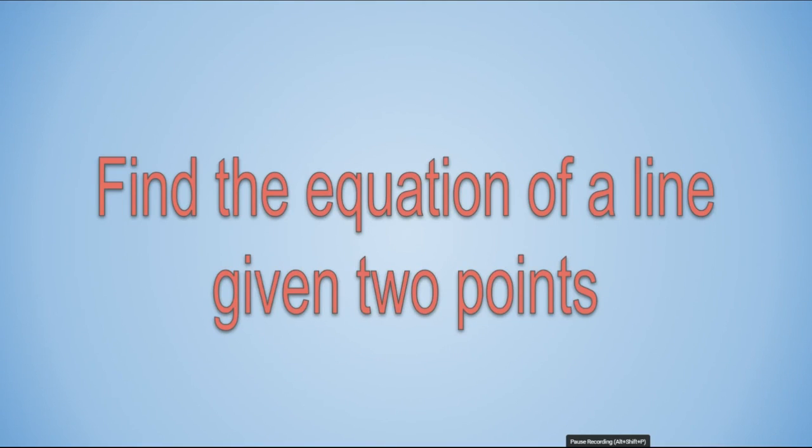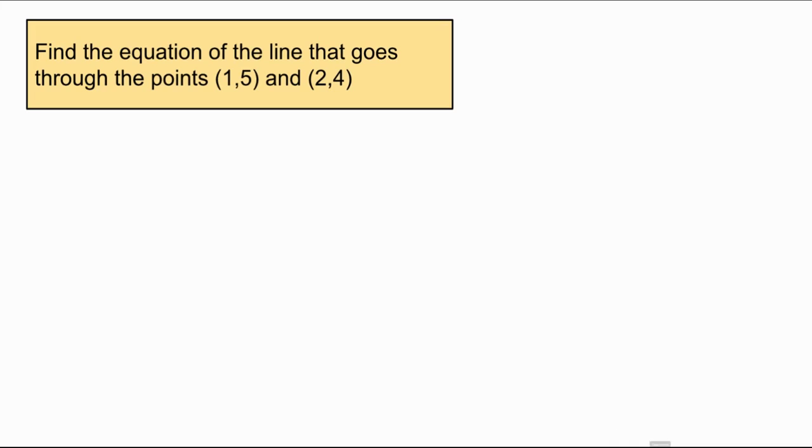In this video, we're going to find the equation of a line given 2 points using a two-step process. Here's our problem. Find the equation of the line that goes through the points (1, 5) and (2, 4). No matter what points you're given, you're going to use the same process to solve a problem like this.